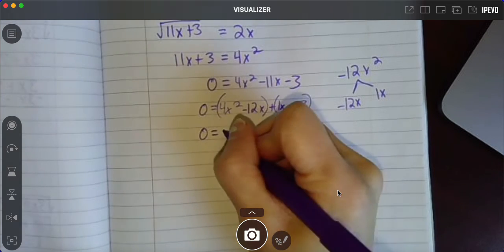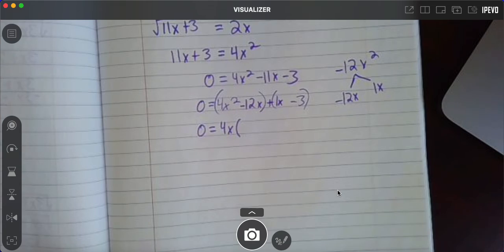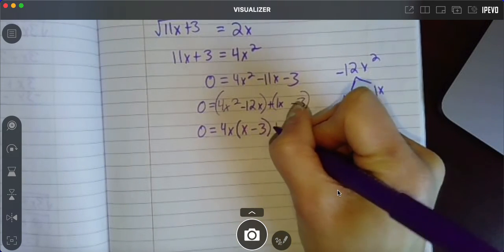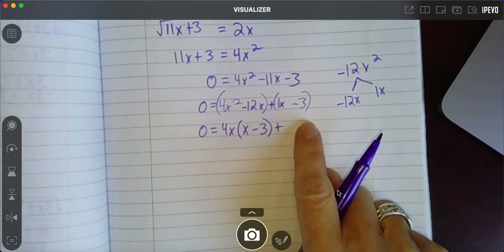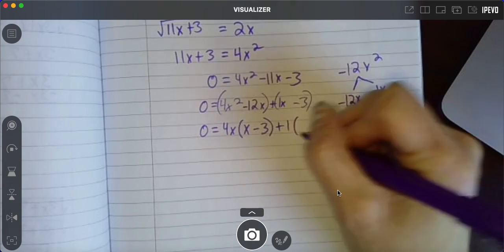This is another 4x. So what's left over? x minus 3. What can I factor over here? Just the 1. You have to pull a number out, but you can't factor anything out, so we'll just put our 1 to hold its place.